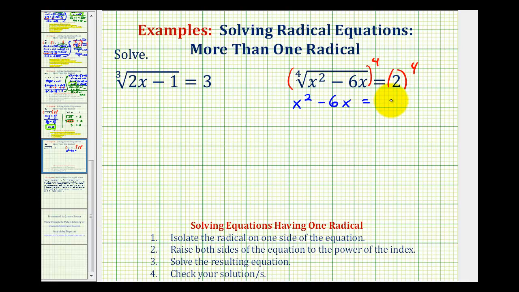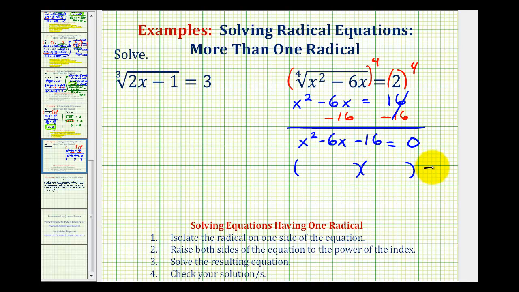equal to 16. Here we have a quadratic equation to solve, so we'll set it equal to 0 and solve by factoring. So we'll subtract 16 on both sides of the equation. So we have a 0 on the right side. Left side we have x squared minus 6x minus 16. So if this does factor, it'll factor into two binomial factors.